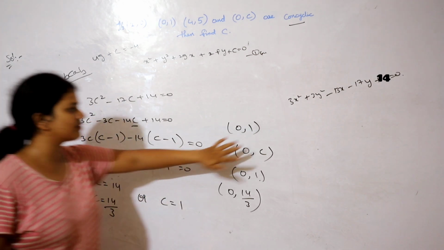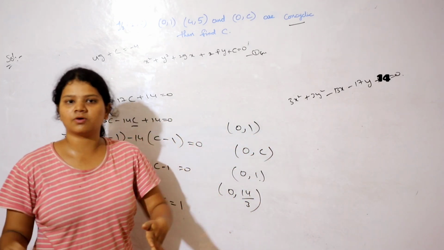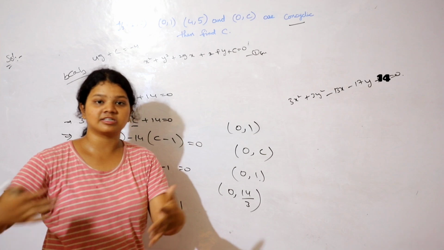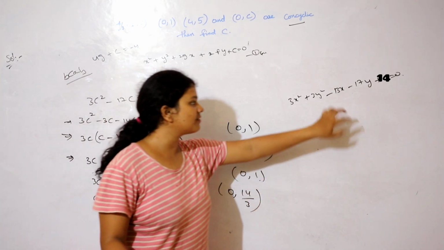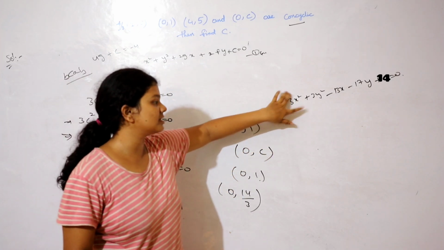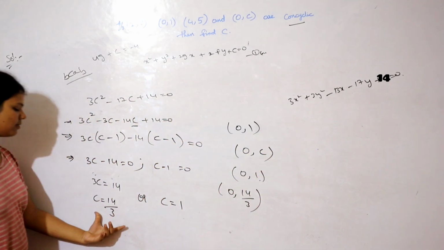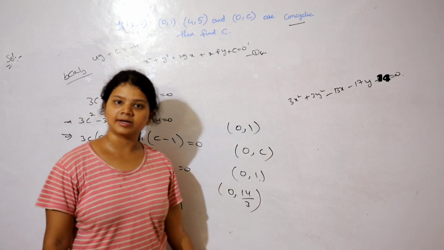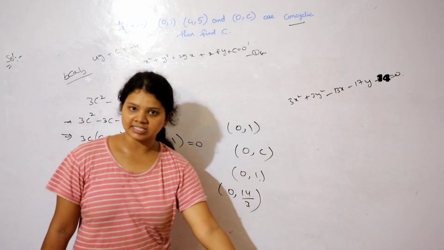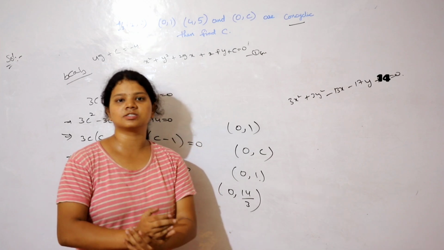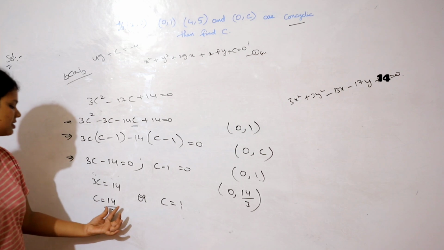So first of all, we found the equation by solving equation number 2 minus 3, 3 minus 4 and 5 minus 6. We got a new equation and found the g value, f value and c value. We substituted those values in this given equation, and then substituted the fourth point, and we got c as 14 by 3 and c equals 1. Since (0, 1) already exists, there is no chance to take c as 1. The only option is 14 by 3.